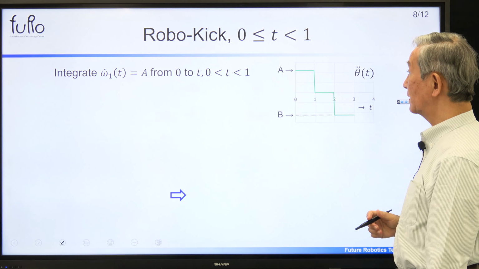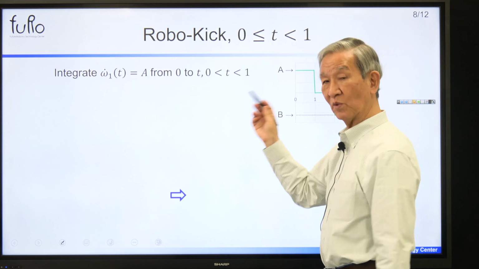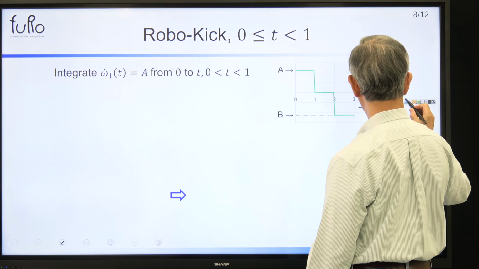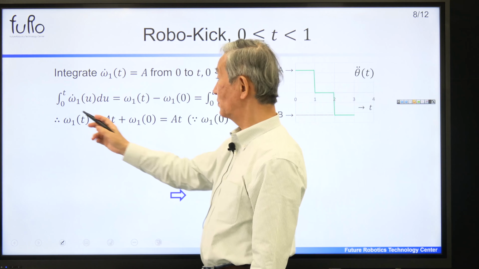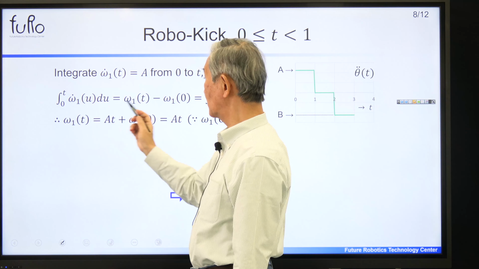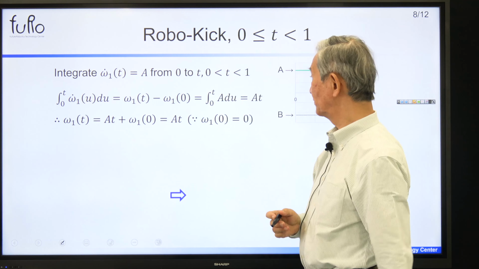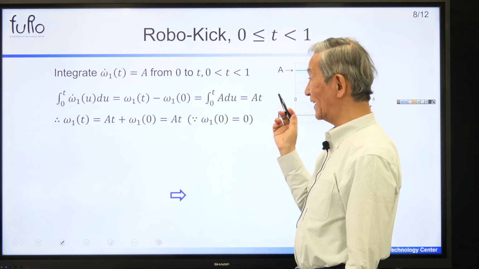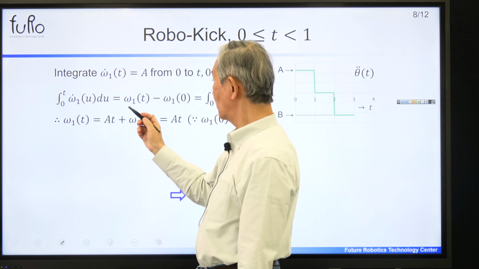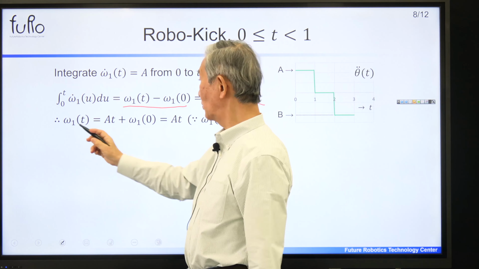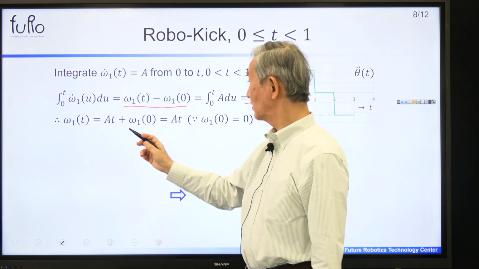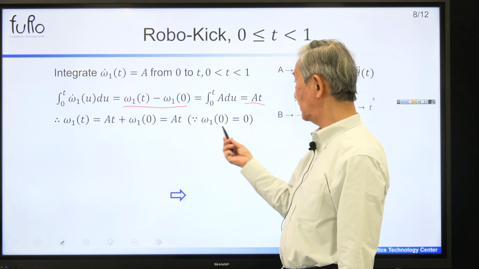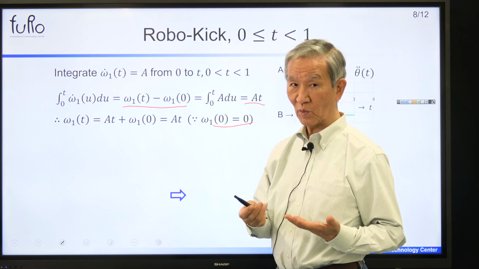All right, let's start from 0 to 1, I'm sorry. Omega 1 dot is equal to A, constant. So you integrate that from 0 to t, that's omega 1 of t minus omega 1 of 0, which is equal to A integrated from 0 to t, so that's A t. So from that equation, you get omega 1 of t is equal to A t plus omega 1 of 0, which is equal to A t. Why? Omega 1 of 0, the initial speed, was 0, all right?